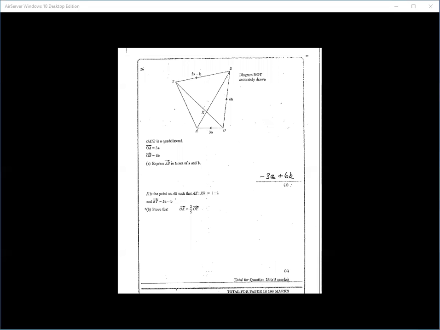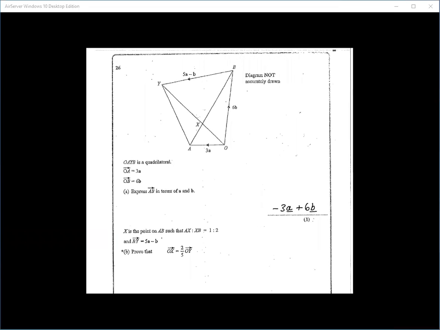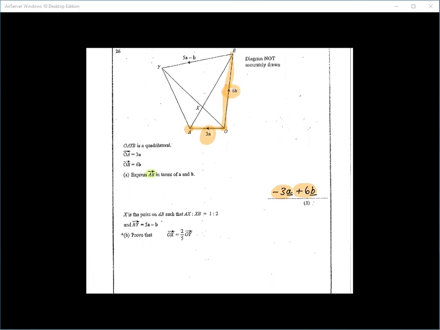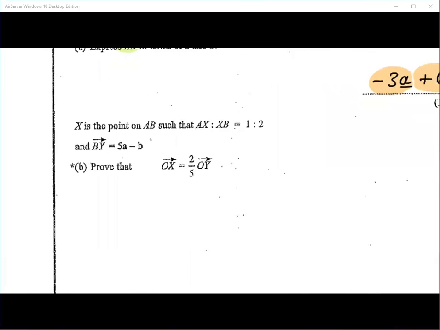Resume recording. Okay, right. So question number 26, Ismail, how do you explain how you got A to B? What was your route? I did A to O and then O to B. And what was A to O? Minus 3A, because you're going in the opposite direction of the 3A. And what was O to B? 6B. Okay, lovely. Done.